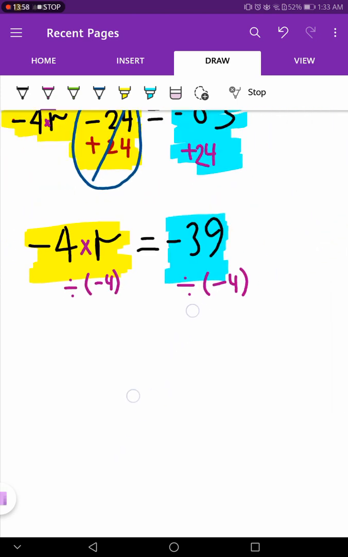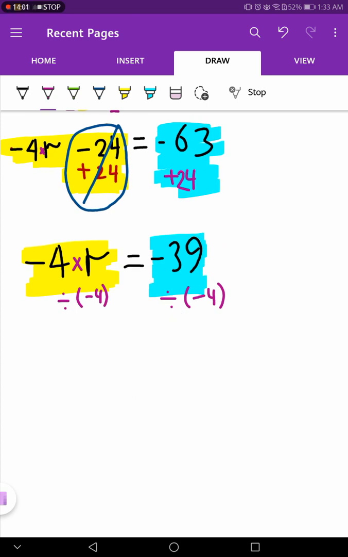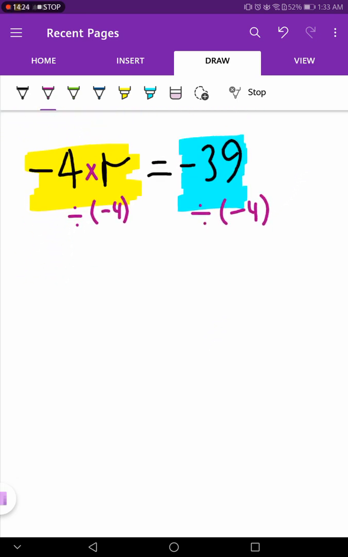Okay, let me calculate it. It is 63 minus 24. Yes, it is 39. Okay, now the r comes down alone here, and waits for what happened on the other side. So if you divide a negative number by a negative number, the answer must be positive.